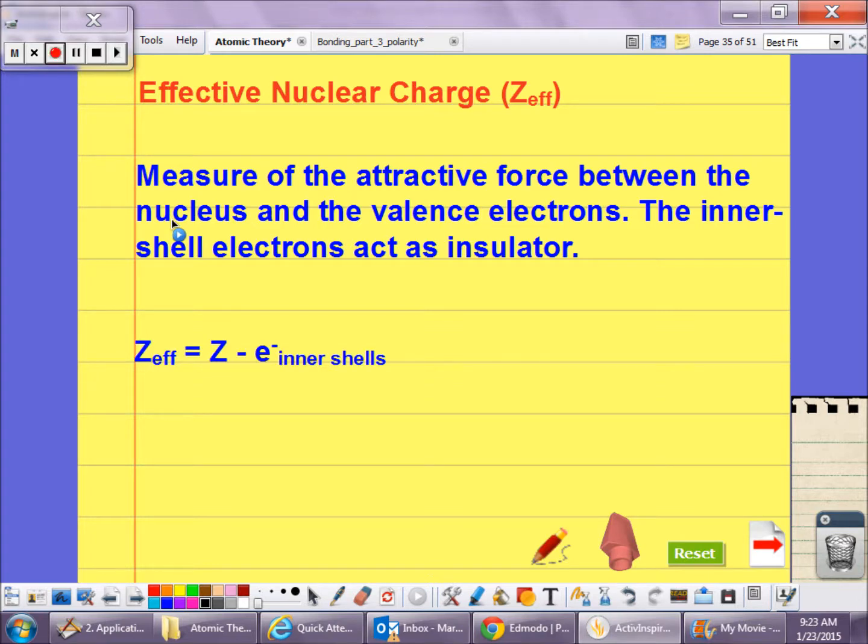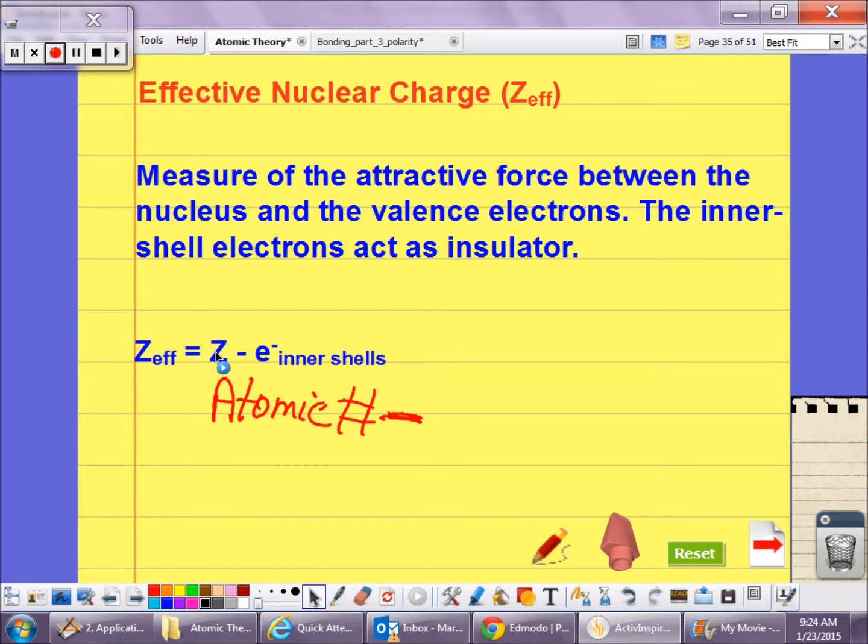The formula to find effective nuclear charge is Z minus the electrons in the inner shells. What does that mean? Effective nuclear charge equals Z, the number of protons. Z is the atomic number. That means number of protons minus the core electrons, or inner core electrons, or all the electrons that are not valence electrons. When you do that subtraction, to make it easy for you, it will really end up being the group number. Okay, for the A's, the group number.